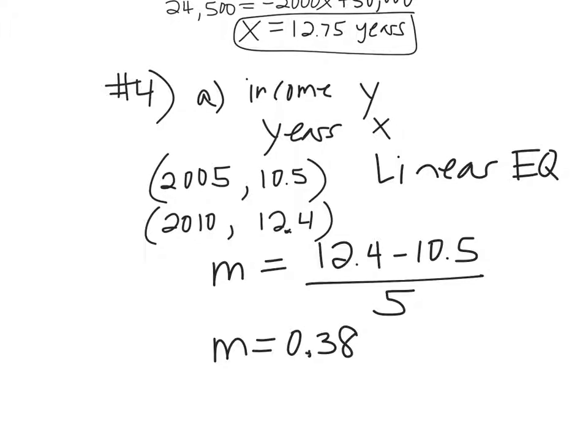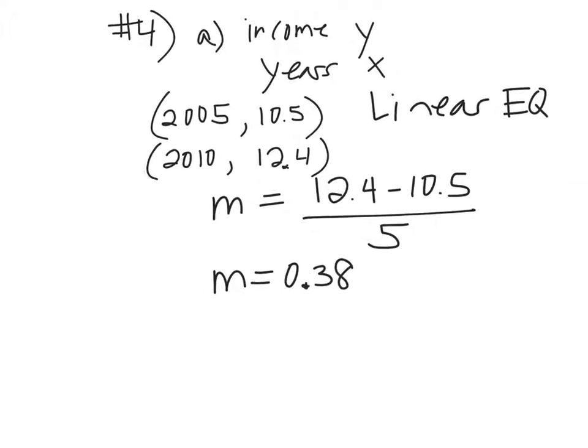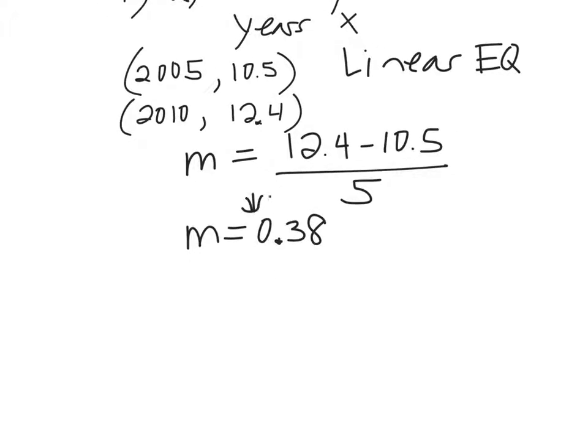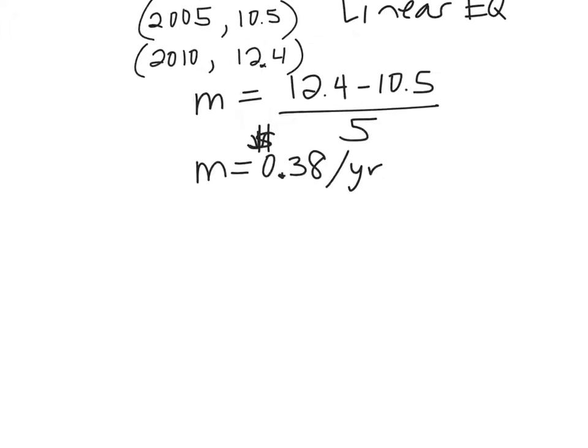All right, so we're making more money. $0.38 per year. If you want to write that in, you can. Money per year, you don't have to. Slope is a rate, okay? It's like miles per hour, cookies per minute.